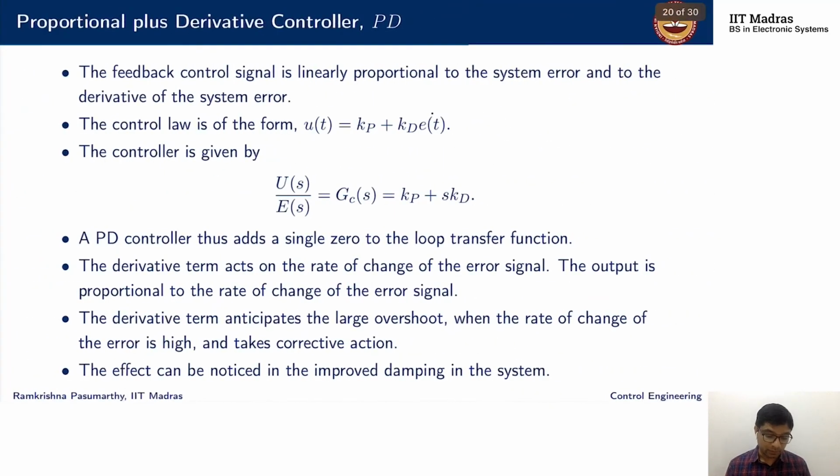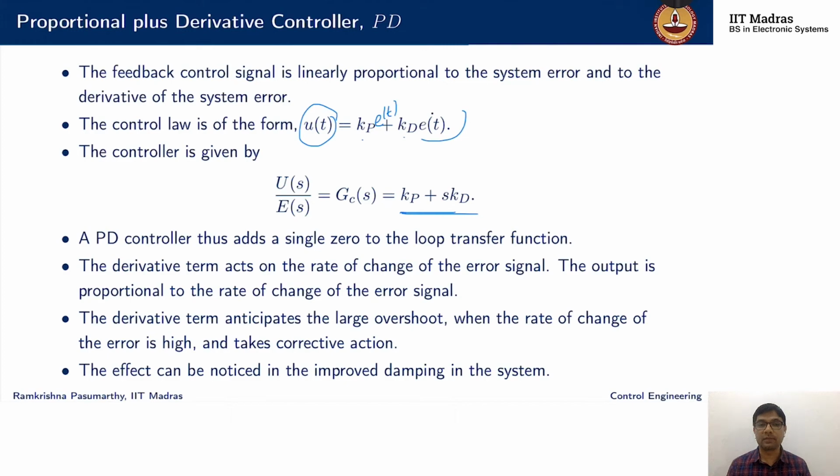Okay, so we now come to a proportional plus derivative control. It takes the form: u of t, the input to the plant from the controller, is Kp times e of t plus Kd times e dot of t. Which means my U of s over E of s now takes this form. So a PD control adds a zero to the loop transfer function. And we saw in one of the previous lectures the effect of adding a zero to the closed loop transfer function on the transient response and so on.